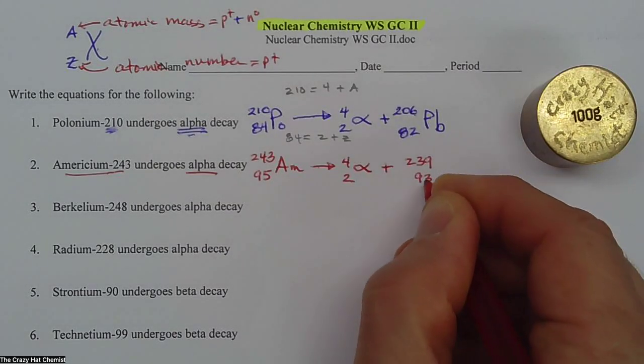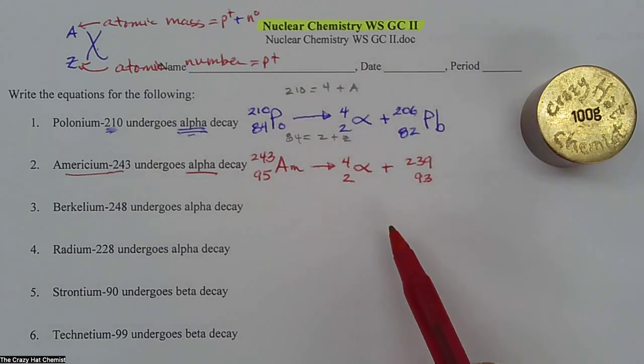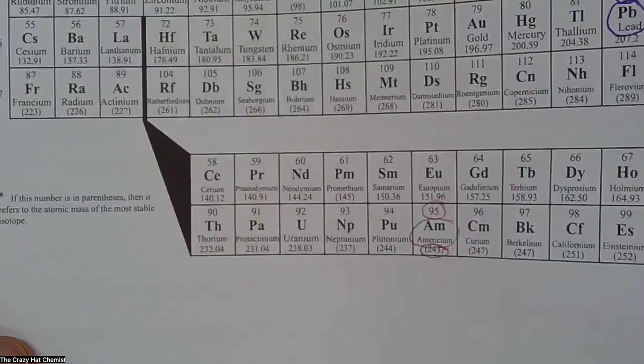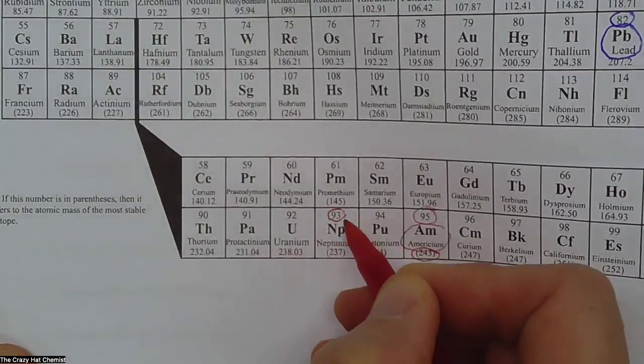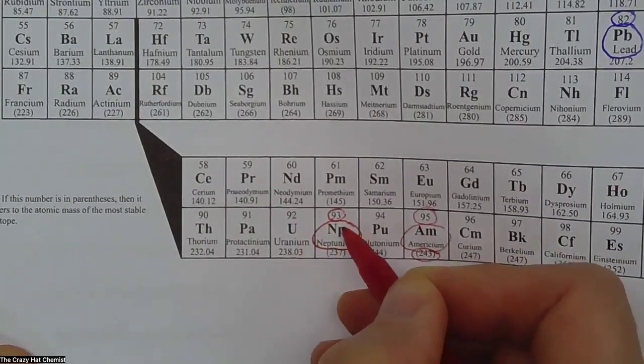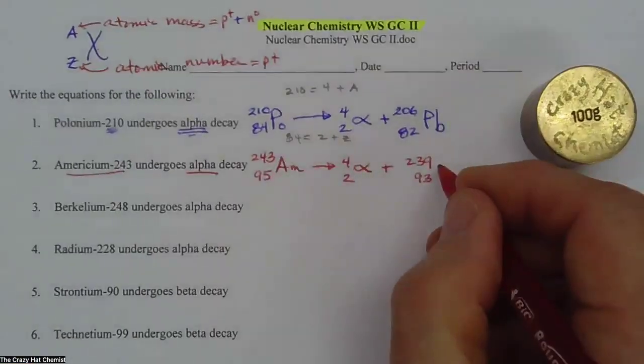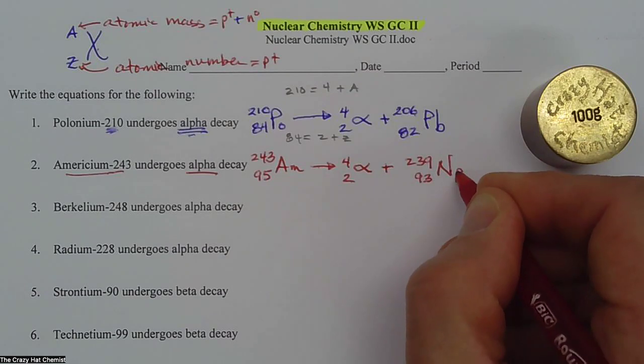And now what we're going to have to do is look on our periodic table. We're going to find element number 93. So what is element number 93? There's 93 on our periodic table, and that's neptunium. That's Np, so that's a capital N and a lowercase p.